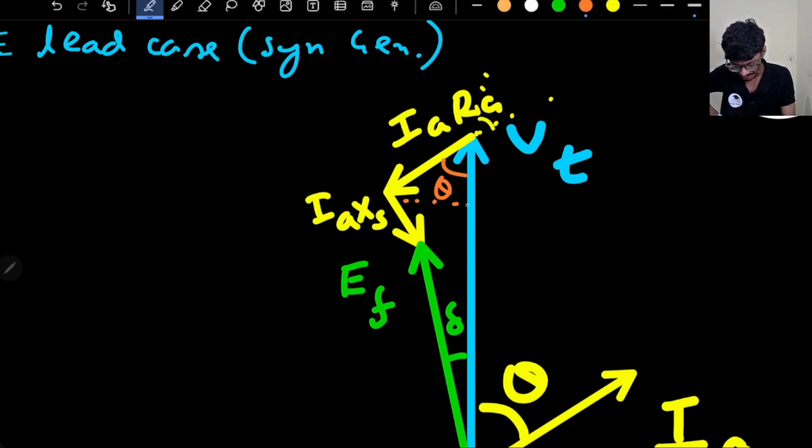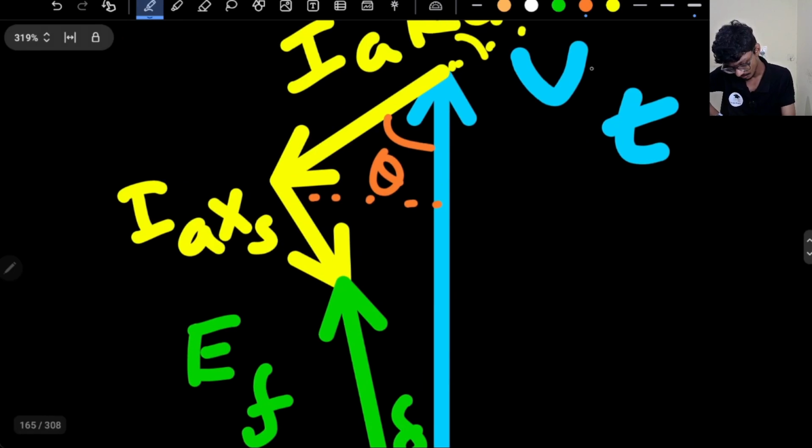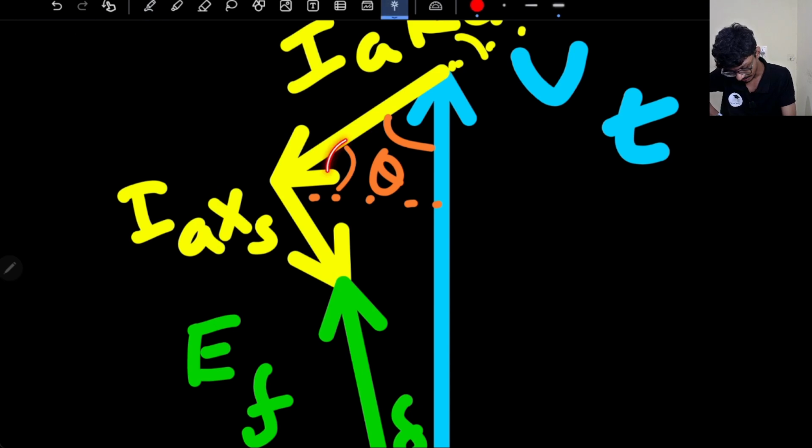Now this is a right angle triangle, right? So this is 90, so this will be 90 minus theta, correct? Now if this is 90 minus theta and this is whole 90, so this will be theta. Again, class 8, 9.